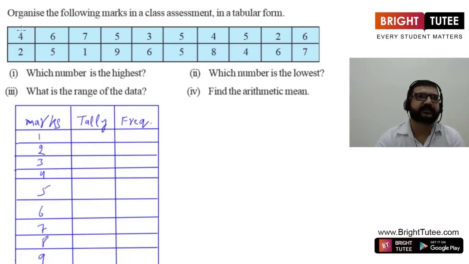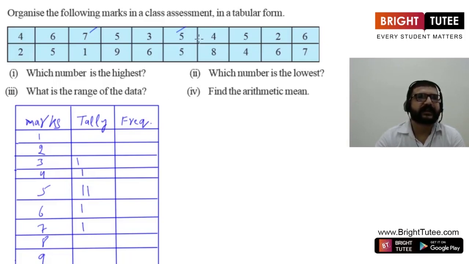Now let's see the first observation. The first observation here is 4. So in front of 4 we will mark one tally here. Now the second observation here is 6. In front of 6 we will mark 1. The third observation is 7. In front of 7 also we will mark 1. And then we have 5. In front of 5 we will mark 1. And then we have 3. In front of 3 we will mark 1. After 3 we have 5. Again in front of 5 we will mark one more line.